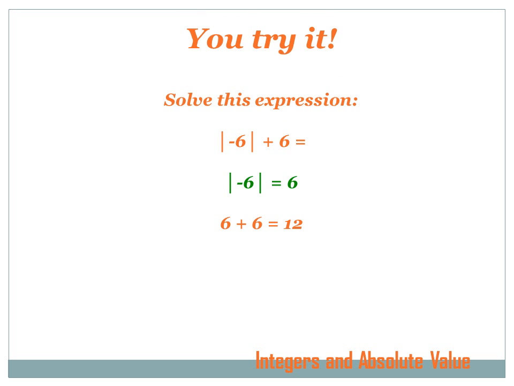Solve this expression, the absolute value of minus 6 plus 6. Well, the first thing we've got to do is convert the absolute value of minus 6 to an integer. The absolute value of minus 6, we take out the minus sign, and the answer is 6. So we rewrite the problem 6 plus 6, which equals 12.